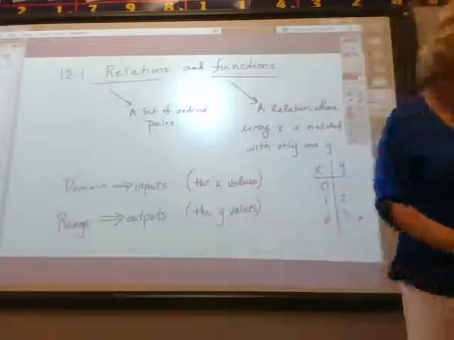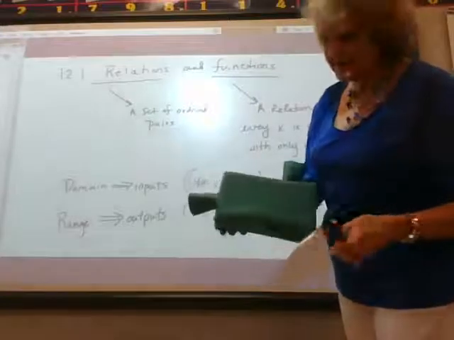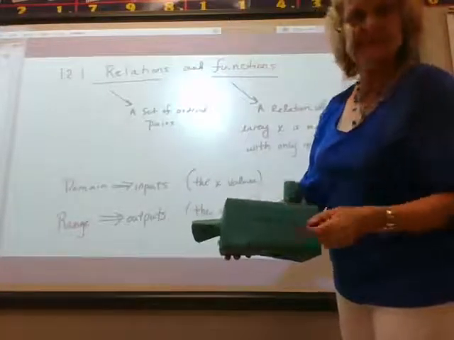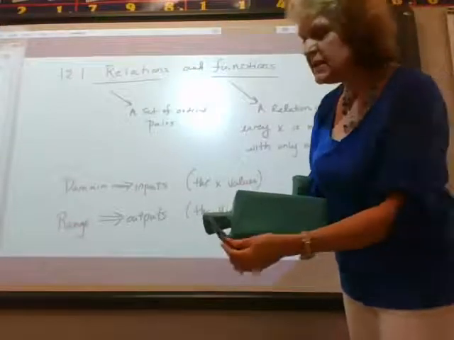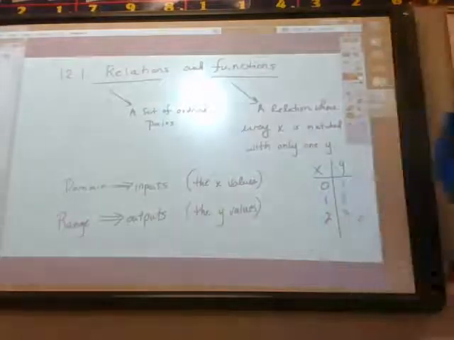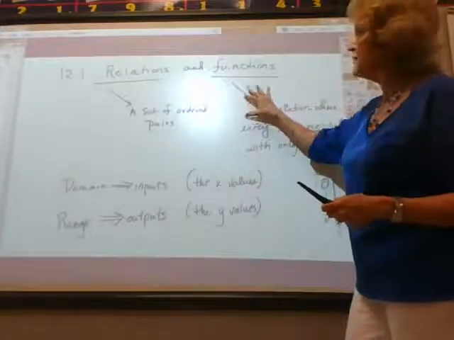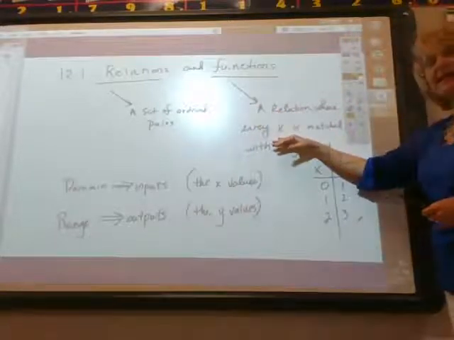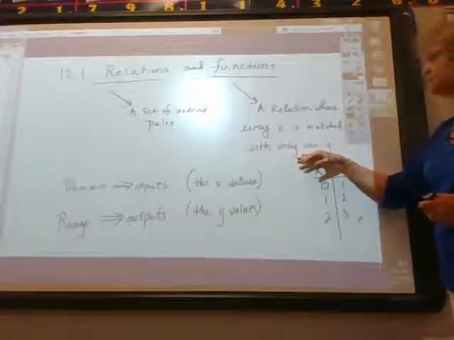I think you all remember my little function box from the past, right? So we're going to put our x in, do whatever the function says to do, multiply by 2 or add 7 or whatever it says to do, and the output comes out. So that, of course, works with relations, but also functions. Functions are specialized: a relation where every x is matched with only one y.